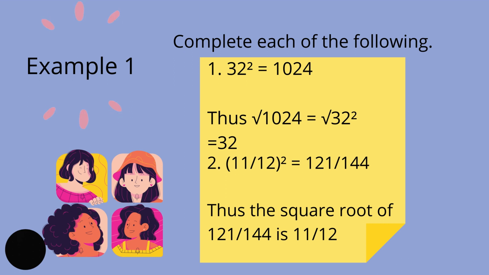Bracket 11 over 12 close bracket squared equals 121 over 144. Thus, the square root of 121 over 144 is 11 over 12, because squared means you multiply the number by itself. So 11 multiplied by 11 gives 121. 12 multiplied by 12 equals 144. So the square root of this is 11 over 12, because it needs to be multiplied by itself to get this fraction.